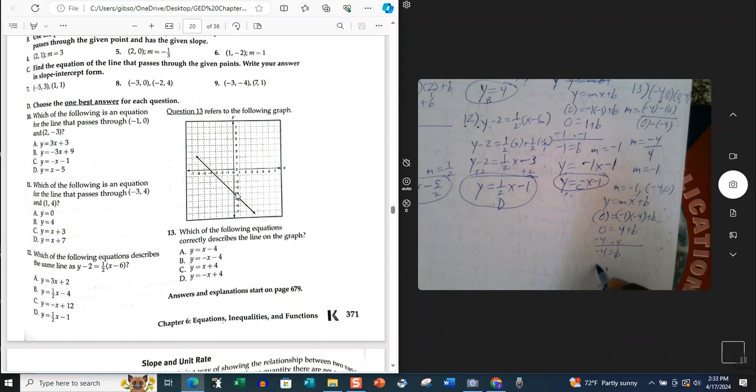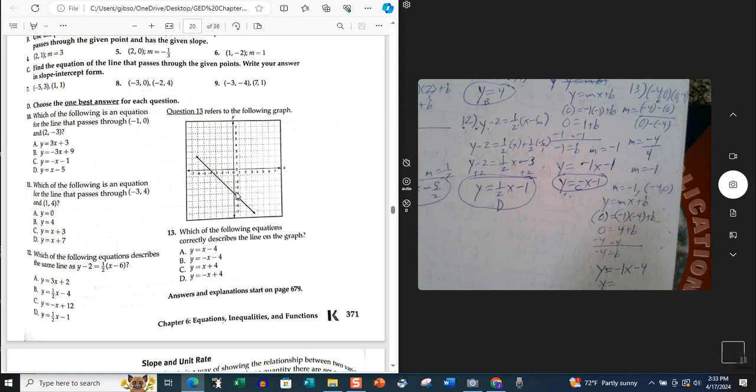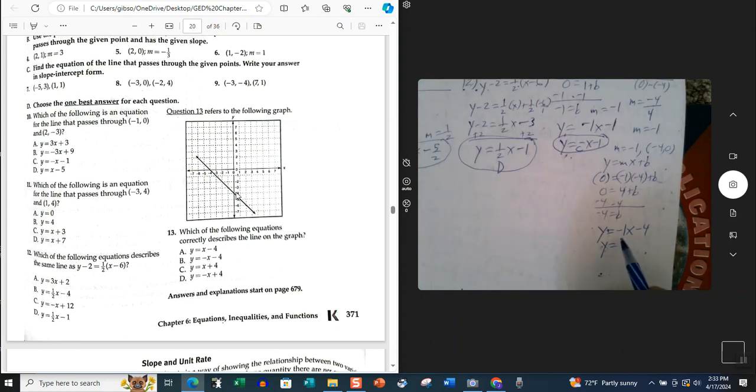So our final answer would be y is equal to the slope, negative 1, times x, and then minus 4. So then again, we typically don't leave a 1 in front of the variable, so it'll just be negative x minus 4. So our answer here would be B.